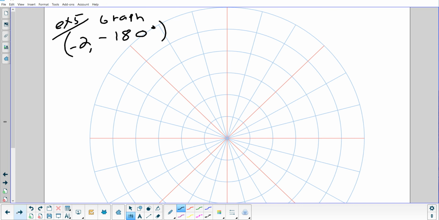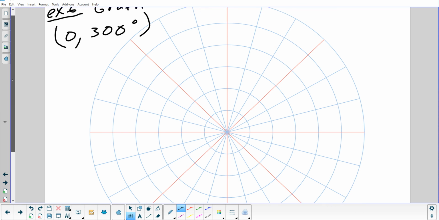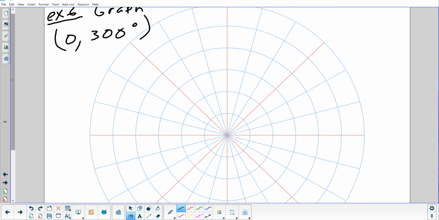Let's look at this one. 0, 300. Anyone have an idea where that one's going to end up? Yeah? The middle. Yeah, it's going to end up right in the middle. Basically what's going to happen there is the radius is 0, and it's rotating in place 300 degrees. So you want to take your point, and you want to spin it 300 degrees, just like that.